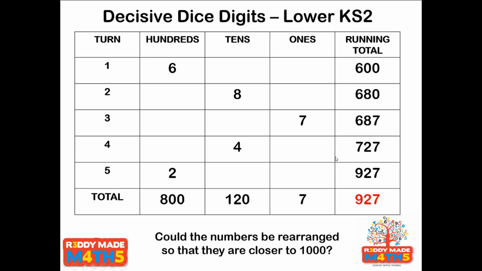Before I show you the answer, I'd now like you to look at this and see what you could do. Could you keep, obviously, the numbers in the correct order, but manipulate them around and try and get a total at the end that is still, we're using the same numbers, but it's closer to 1,000 than 927? If you pause the video now and have a look.